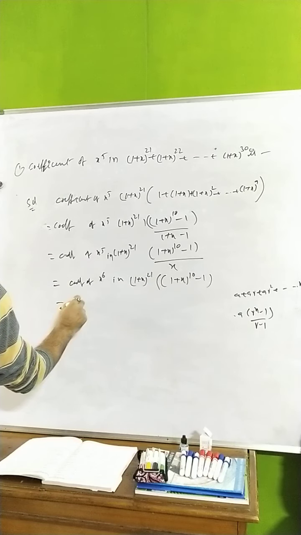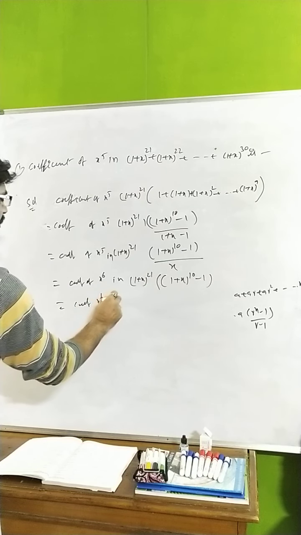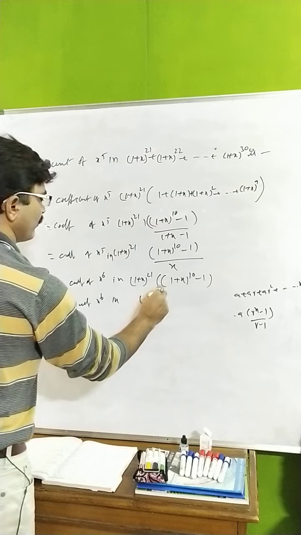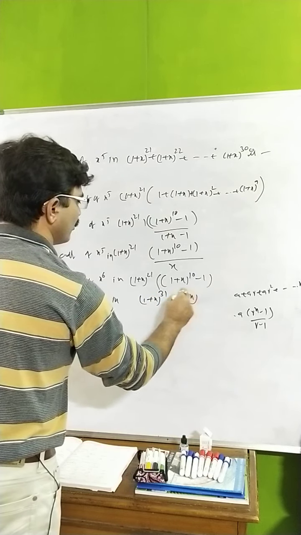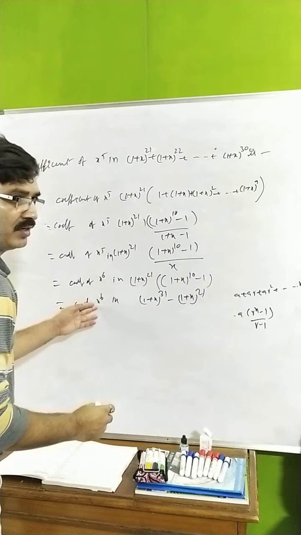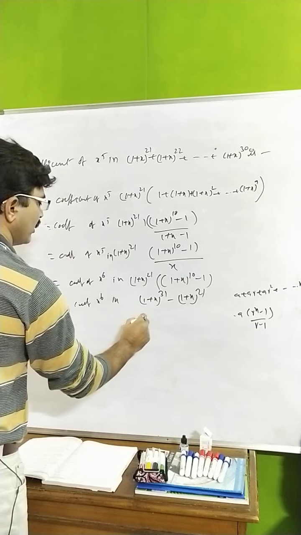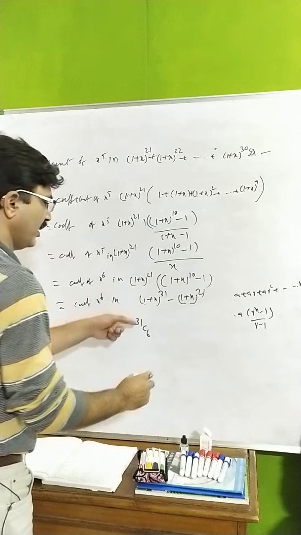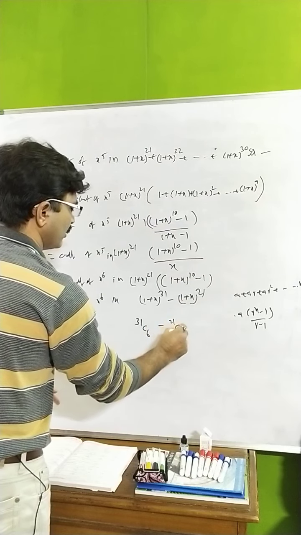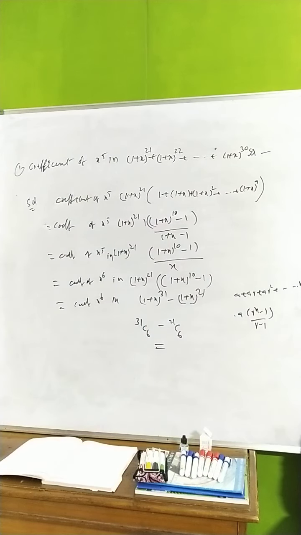So finally we get the coefficient of x to the power of 6 in (1 plus x) to the power of 31 and (1 plus x) to the power of 21. You know very well that x to the power of 6 is the 7th term. So it is 31C6, and the other one is 21C6. This is the answer.